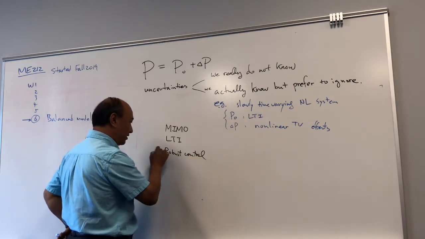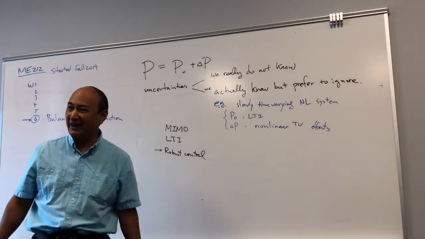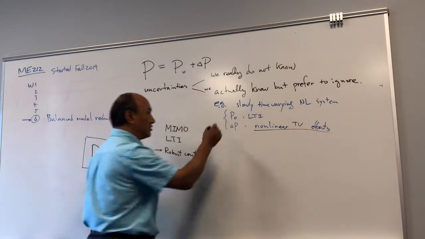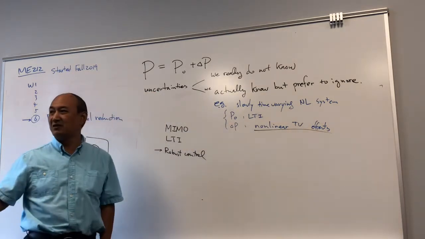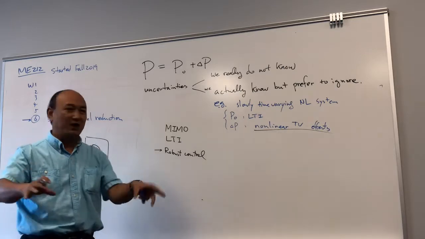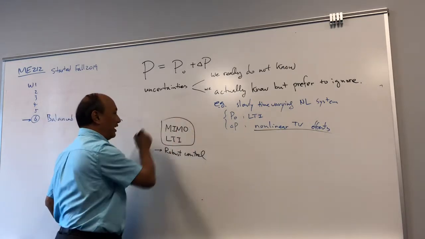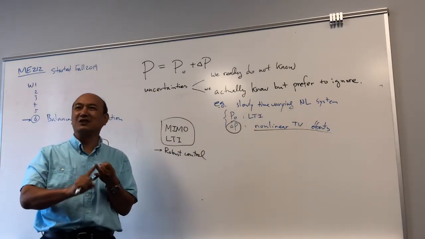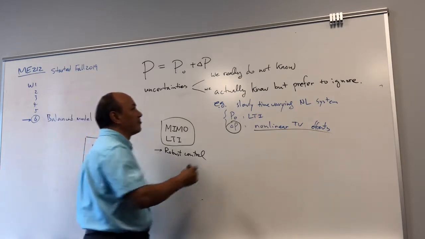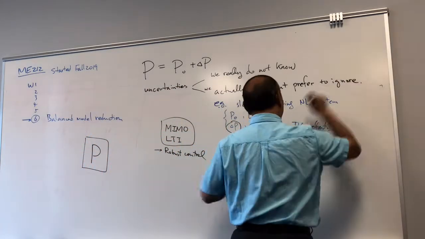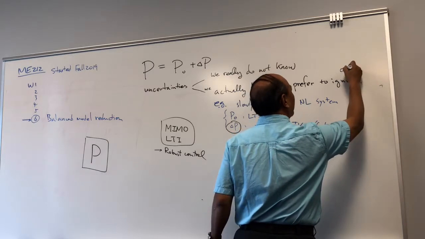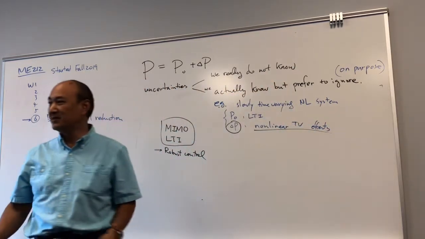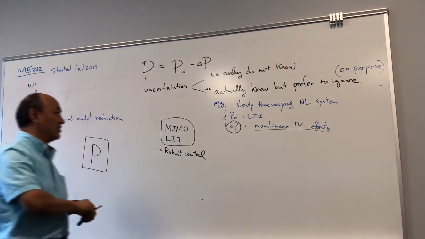Then you are a step closer to reality, because in reality, those nonlinear effects, those time varying effects can still be considered. We just extract the LTI part, and I treat all other nonlinear and time varying factors as part of delta P on purpose. So this is called ignore, this is called on purpose. Make sense? That's one example.